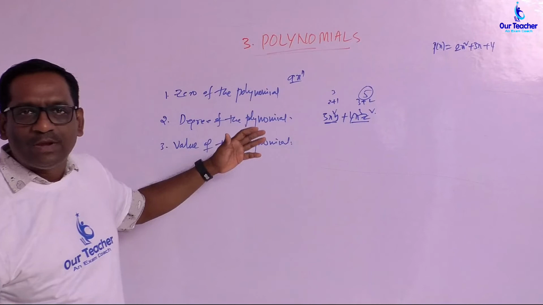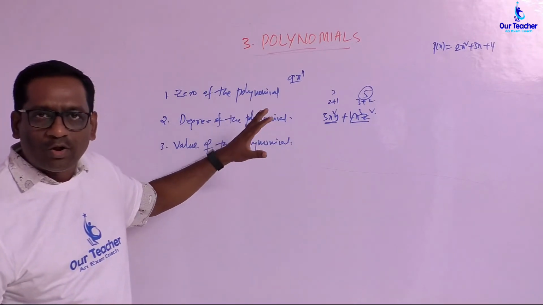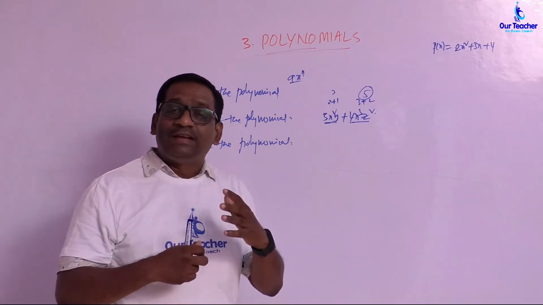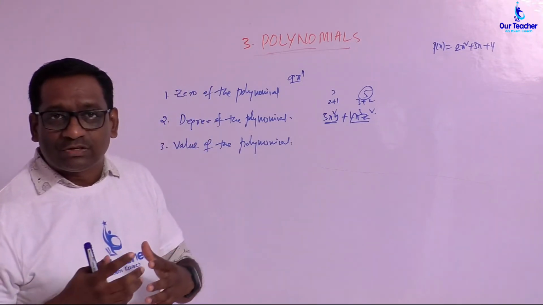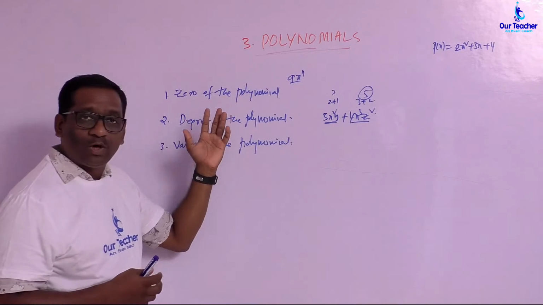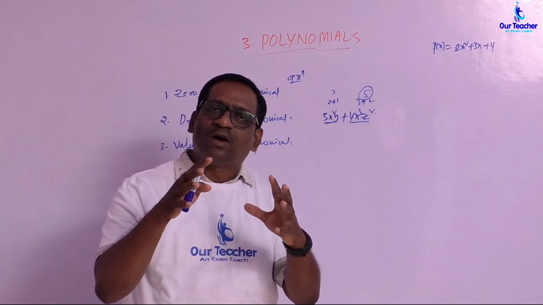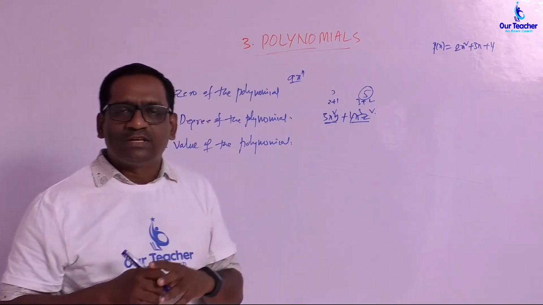So these are the main 3 points in polynomials that we discuss at the beginning of the topic. Next, find the zeros of the polynomial. What are the zeros of the polynomial? Already explained here: the value which makes the polynomial equal to 0 is called the zero of the polynomial.